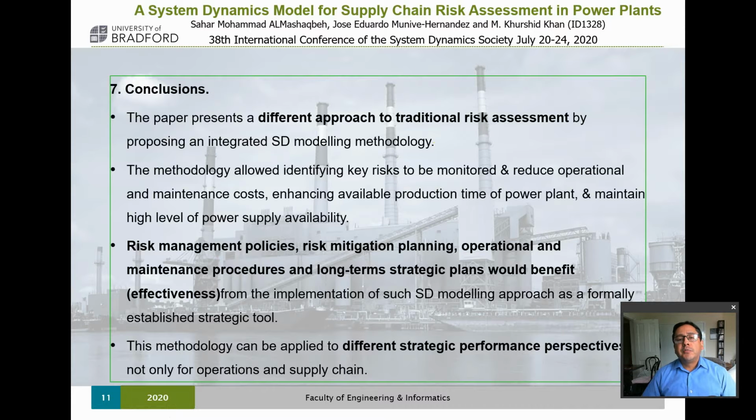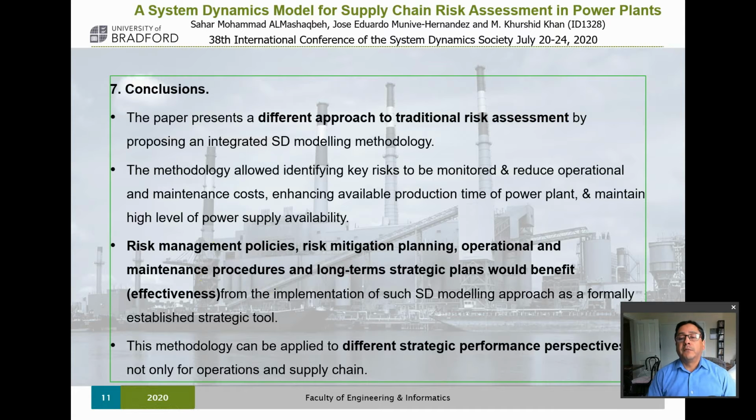By doing this, then companies should be able to monitor their risks better, to be able to identify ways to reduce operational maintenance costs, to be able to enhance the availability production time of their facilities to generate energy, and to be able to improve power supply availability. By implementing system dynamics modeling as part of the risk assessment approach, this should be able to benefit and make more efficient the development of risk management policies, risk mitigation plans, operational maintenance procedures, and in general long-term strategic plans, not just related to supply chain, but it's possible to apply the same modeling approach to other functional areas of the company.